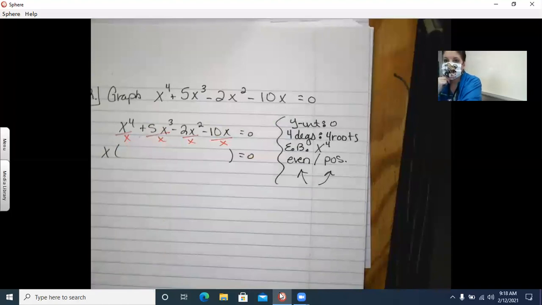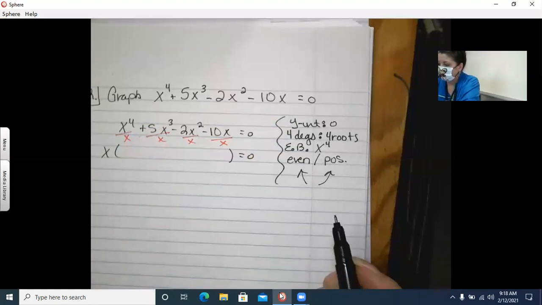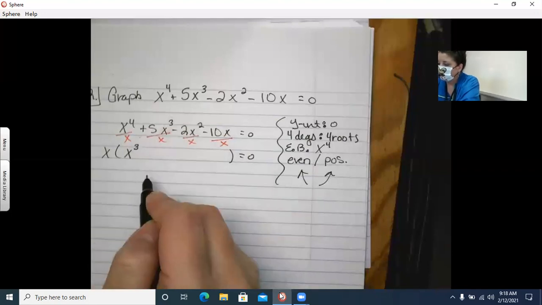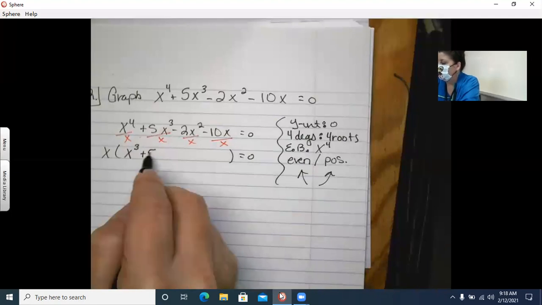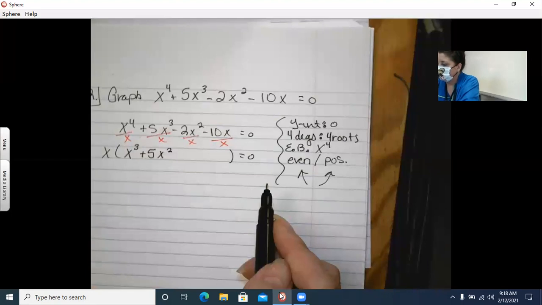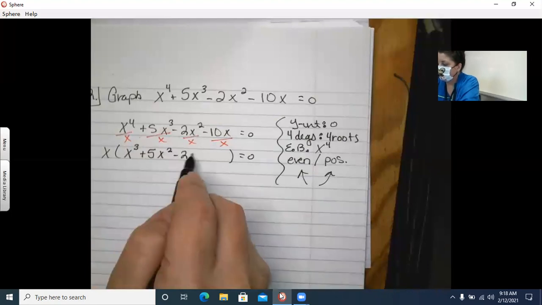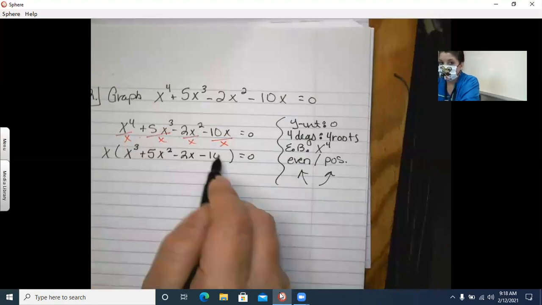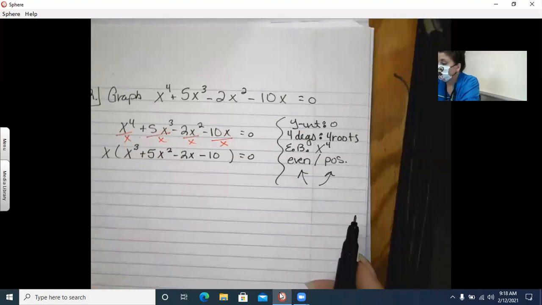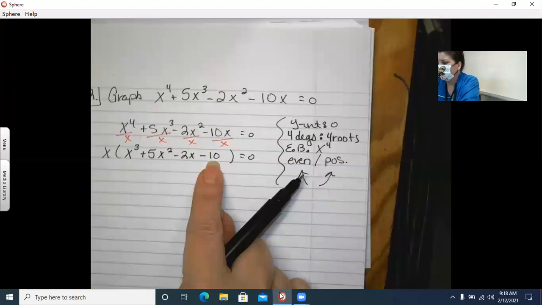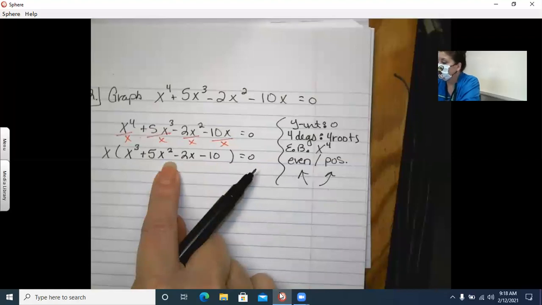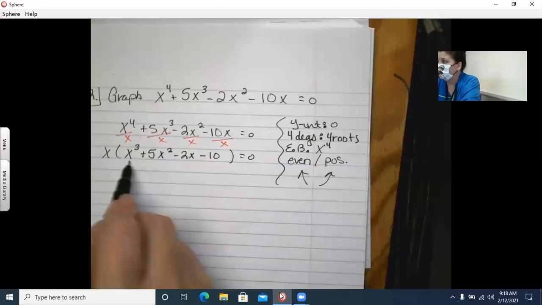All right, so what's x to the fourth divided by x? X to the third, which is also x cubed. What's positive 5x cubed divided by x? Positive 5x squared. Good. What's negative 2x squared divided by x? Negative 2x. What's negative 10x divided by x? Negative 10. Now, what's inside parentheses? If I set that equal to 0, I can't just solve for x because I've got 3 terms that have an x in them. To be able to solve for x, I can only have 1 term with an x in it. Well, notice I still have 4 terms inside the parentheses.